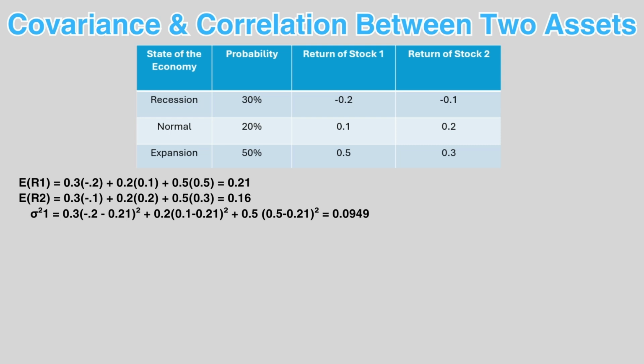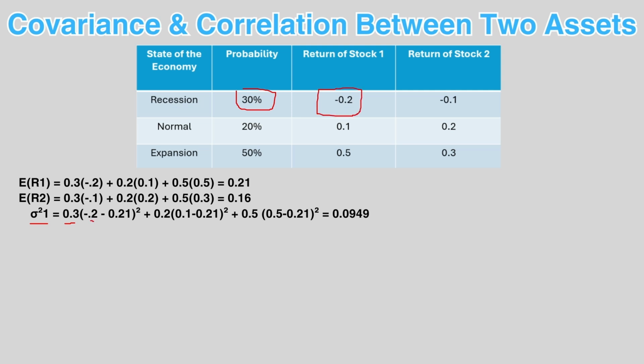So now that we have the expected returns, we're going to move on to the next step, which is calculating the variances for stock 1 and stock 2. We're going to use this to denote the variance of stock 1. How we calculate this is we're going to take this 30% probability of a recession state occurring, that 0.3 right there, and we're going to multiply it by this return of stock 1 in the recessionary state, which is negative 0.2.